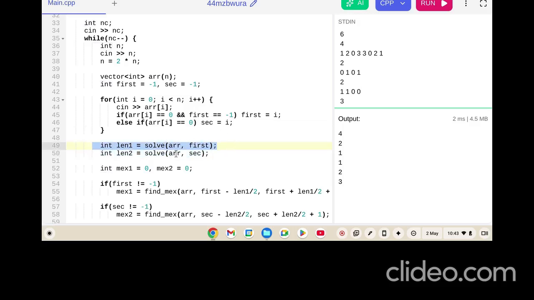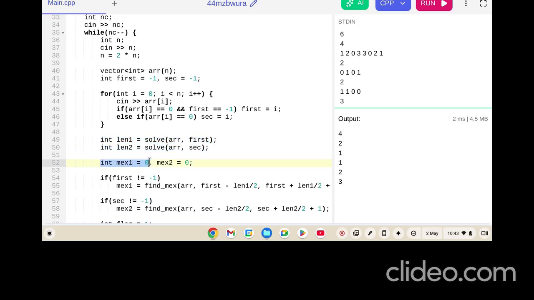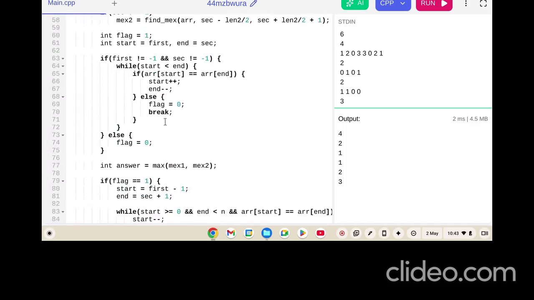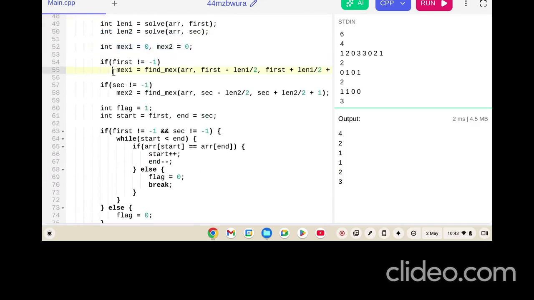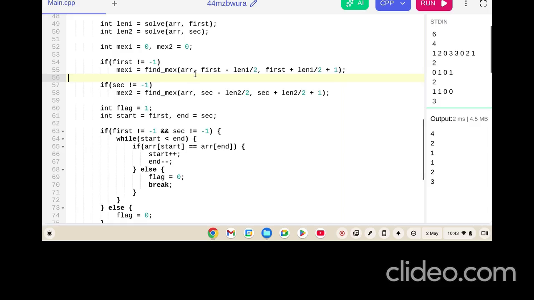Now you can find the length. How will we find the length? We will simply say solve array of first, solve array of second, and simply find the solution. We will get the length. After getting the length, I can say find max1. Max1 and max2 will be found using the find max solution. I will show the find max solution as well. So how will you find the find max solution? It will have the array, which was my initial array, first minus length1 by 2, first plus length1 by 2 plus 1. Now why is this plus 1?